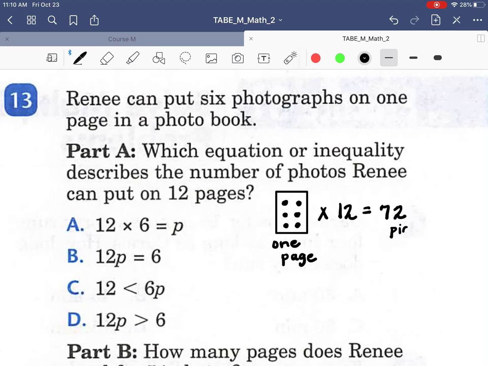Well, first of all, I know it's not an inequality because there are an exact number of photos. So it could be A, 12 times 6, or it could be 12 times pages equals 6. It's not equals 6, it's equals 72. So I would want to go with A on this one.